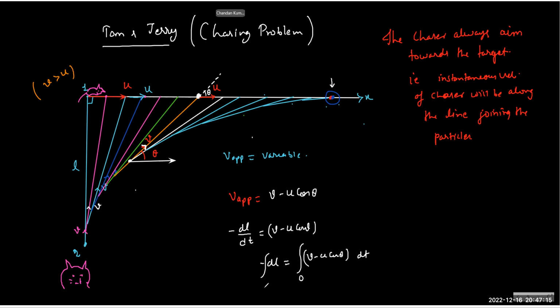So when time is 0, L is L. When time is t, it is 0, because at the time of meeting, we can say this must be 0. So now, the answer will be simple. It is L equals integral of V dt, let's make it tau, it looks nice, from 0 to tau, minus u cos theta dt integration from 0 to tau.